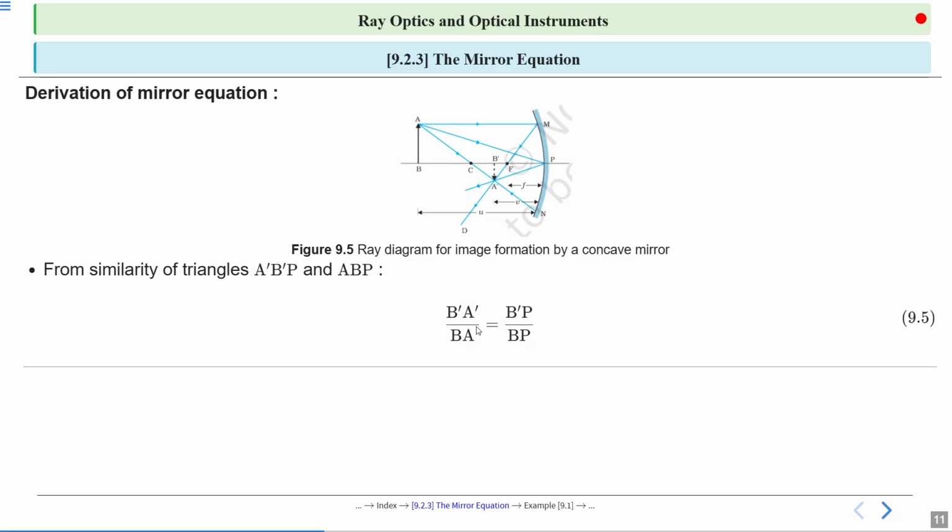So B'A' upon BA equals B'P upon BP. This is the ratio of their corresponding sides. You have studied this in maths in class 10th. So this is a class 10th concept. Mark it as equation 9.5. We have found B'A' upon BA equal to something else in equation 9.4.